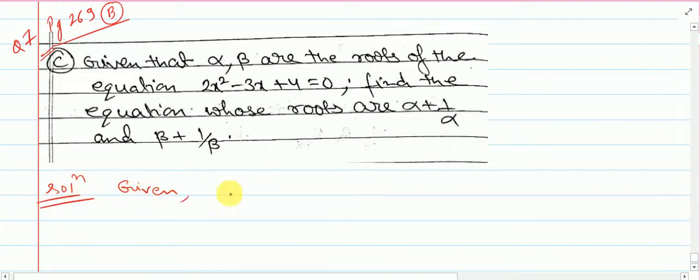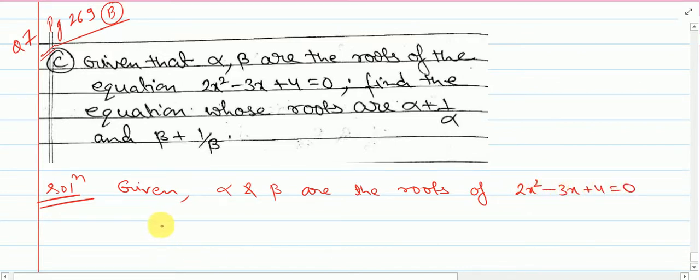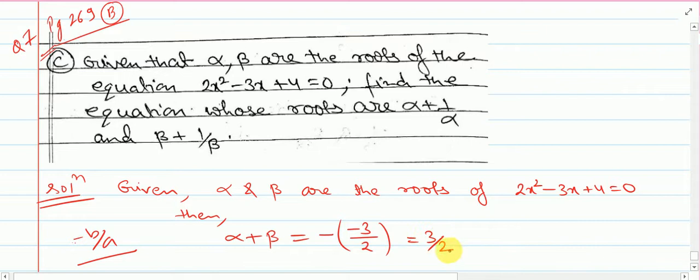Given alpha and beta are the roots of 2x square minus 3x plus 4 is equal to 0, then sum of the roots, that means alpha plus beta, will be minus b by a. So here your b is how much? Minus 3. So you will get minus, this minus I have written over here. Then for b I will write minus 3 and for a I will write 2. So I am getting 3 by 2.